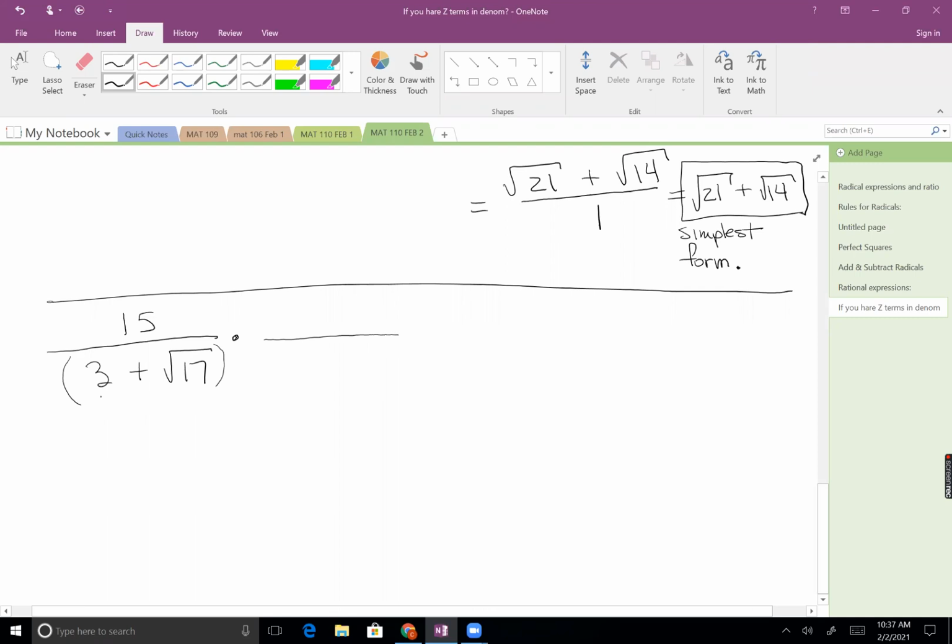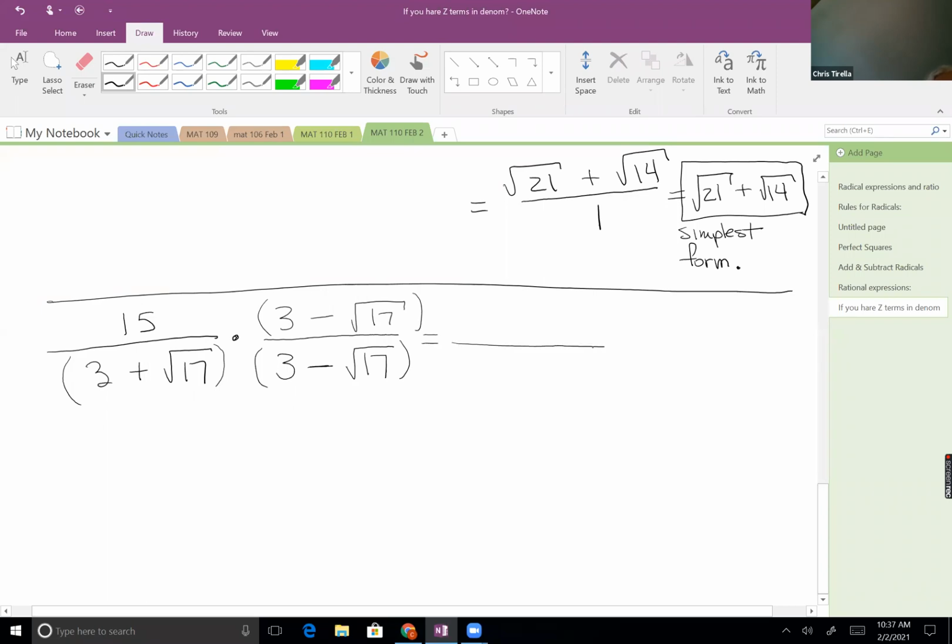Yep. Because there's two terms in the denominator, I'm going to keep those two terms, 3 and radical 17. But I'm going to take the conjugate because this one's addition, the conjugate is subtraction. And whatever I multiply the denominator by, I multiply the numerator by. Because they're conjugate pairs in the denominator, I will always get the first term squared minus the second term squared. So my denominator will be 9 minus 17, or negative 8.